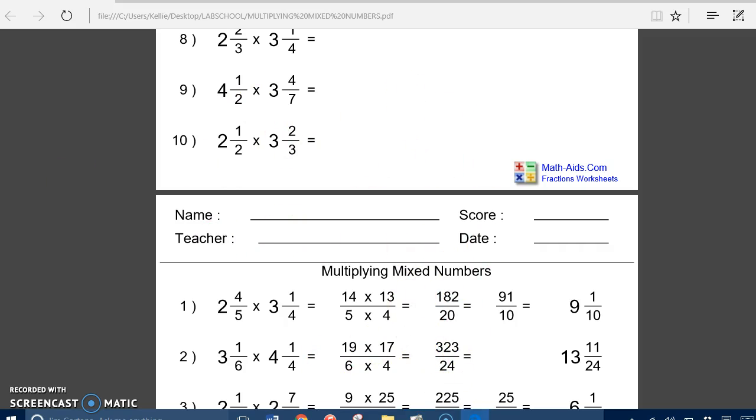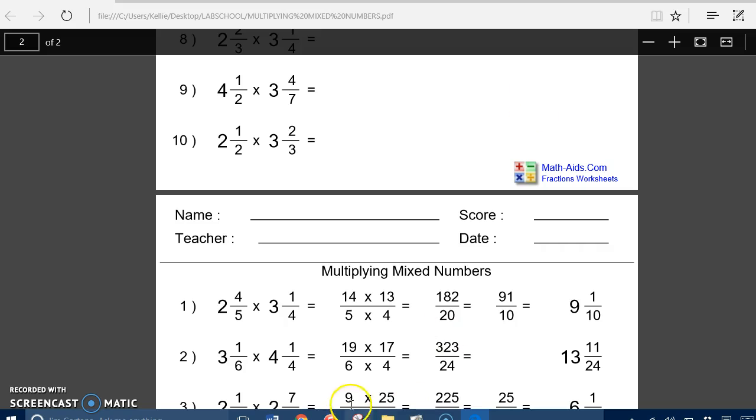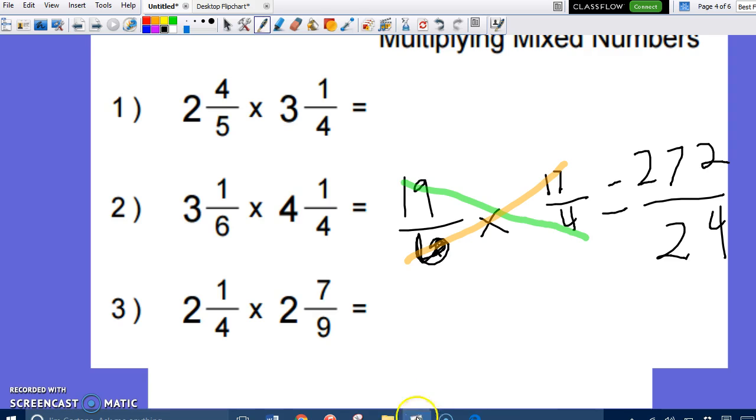19 times 17. Oh, I did 16. Lord, I'm tired. I keep messing up. 19 times 17. Use your chart, please, because I'm messing up. Let's see. What did I? Oh, this should be 323.